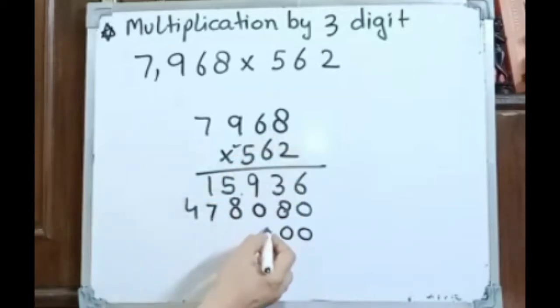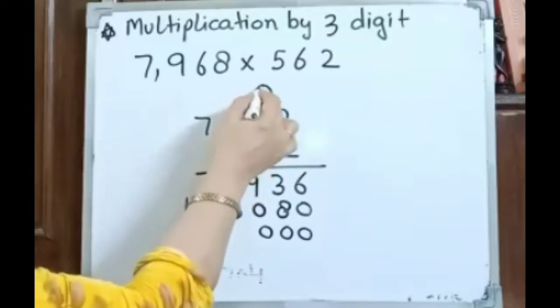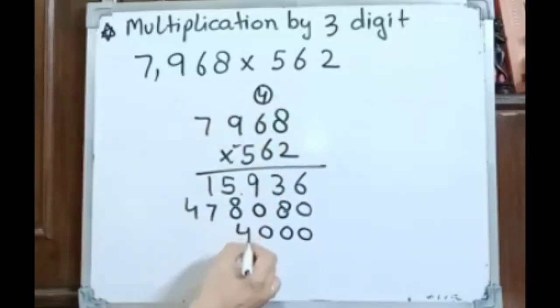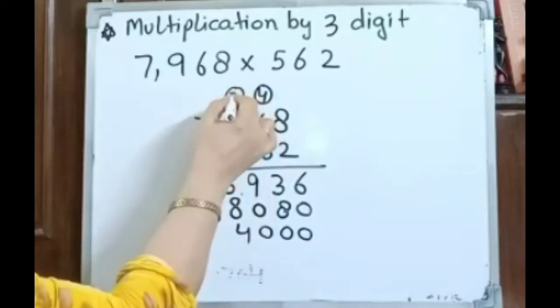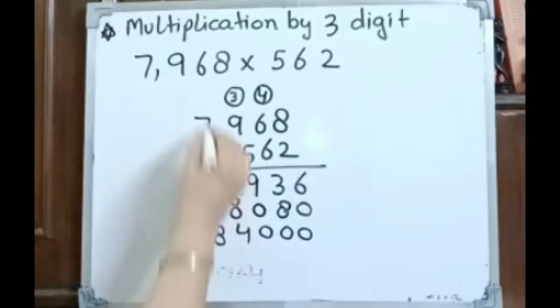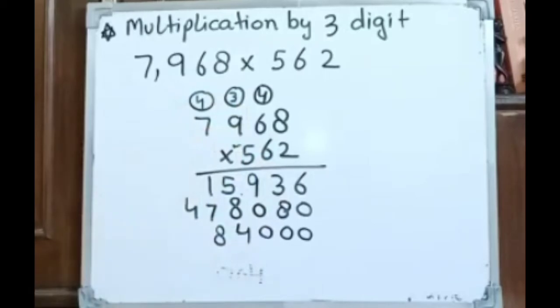Now 5 8s are 40, again 0. Carry over 4. So 5 6s are 30 and 4 is 34. Again carry over 3. 5 9s are 45 and 3 is 48. Again carry over 4. 5 7s are 35 and 4 is 39.